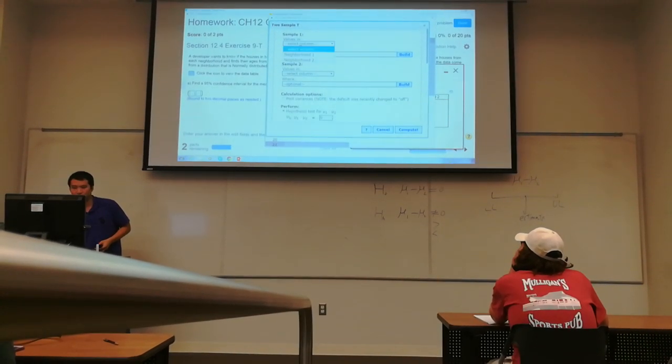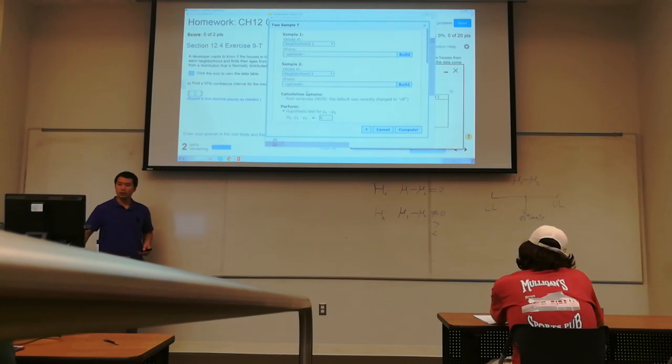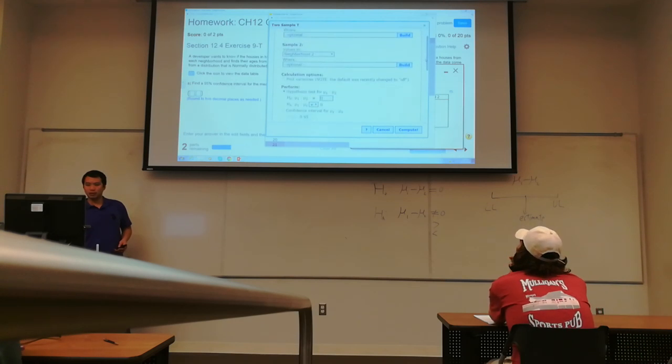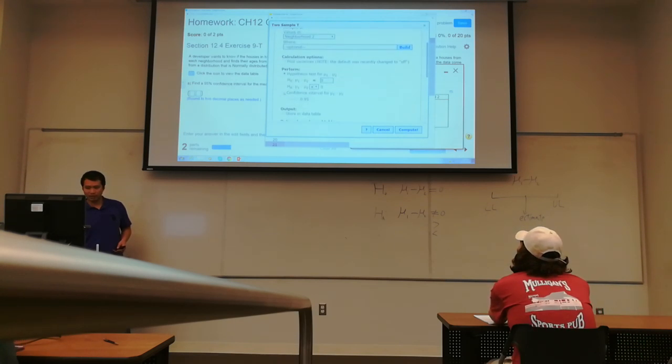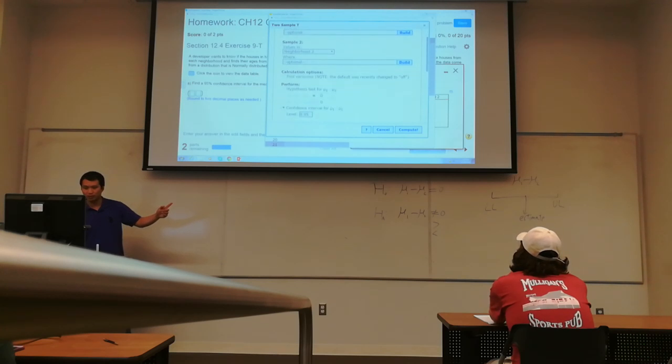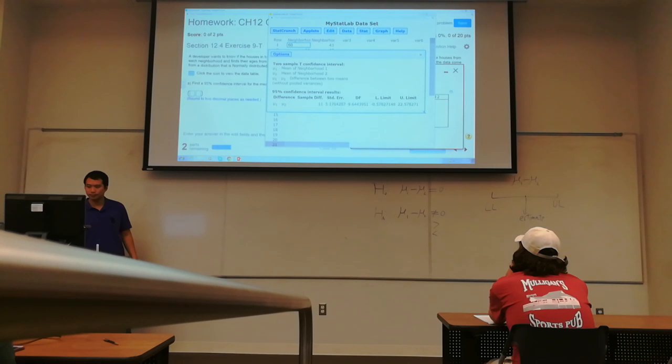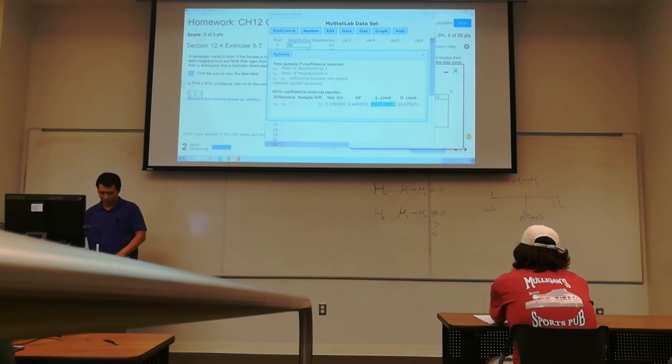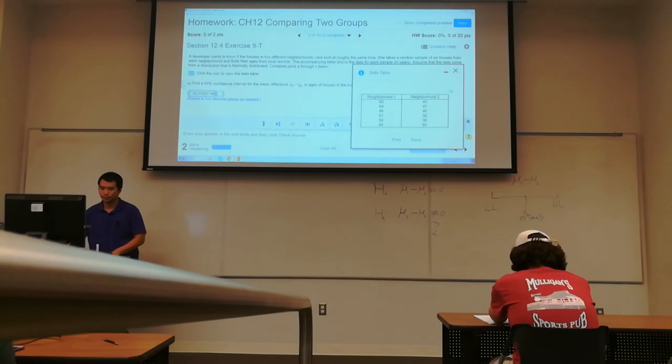Then let's select neighborhood 1 as the first sample, neighborhood 2 as the second sample. So confidence interval, 95%, okay, we don't have to change that. It's the default value. So define your sample 1, sample 2, then select the confidence interval option and define your confidence level, and that's it. Compute. So we got the lower limit and upper limit. Two decimal places.